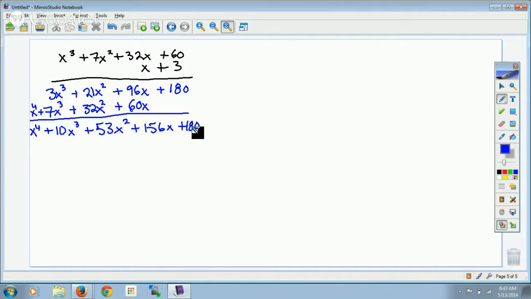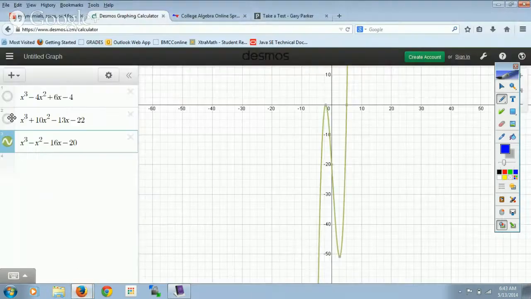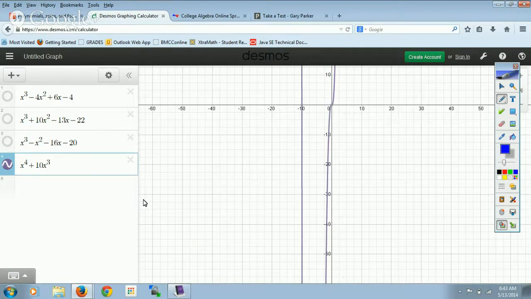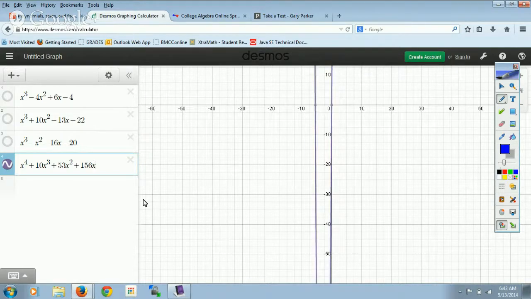All right, so Desmos, here we go. Where'd you go, buddy? There you are. All right, turn that one off and start a new one. So x raised to the 4th. Isn't it cool how it graphs along the way? Arrow out of the exponent plus 10x raised to the 3rd. Arrow out of the exponent plus 53x squared plus 156x plus 180. And voila, there she is. Ooh, check that out.